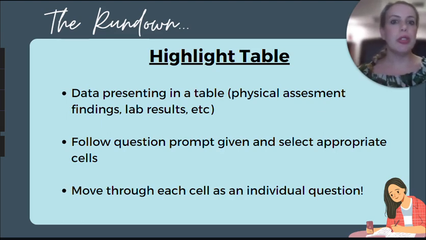You're simply going to use your mouse, move over the cells of the table, and click in order to highlight. They're going to make the highlightable areas very clear, very obvious to you. So basically just move through these questions methodically and systematically. What is it asking you? Does this require intervention? Does this require follow-up? Whatever it is, look at each cell, answer that question yes or no, and move right along.